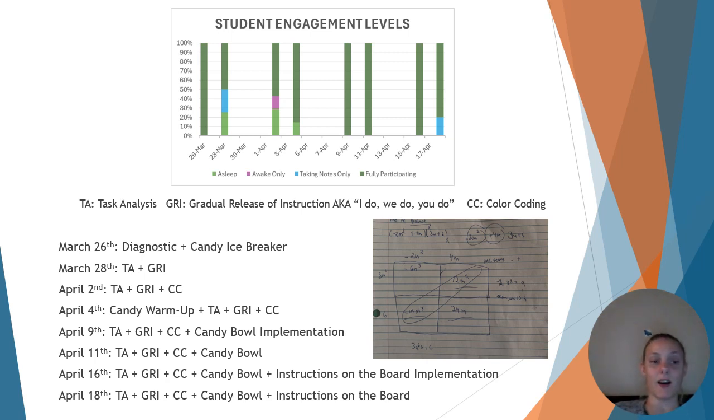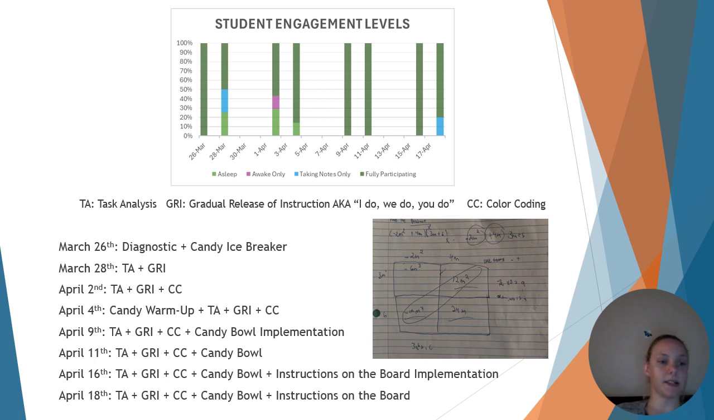So that was getting me higher on task behavior than the 20-25% we started with. Not quite what I wanted. April 2nd, I added in color coding. Now I have about 55% full participation, but 30% sleeping, and about 14% awake, only not engaged.